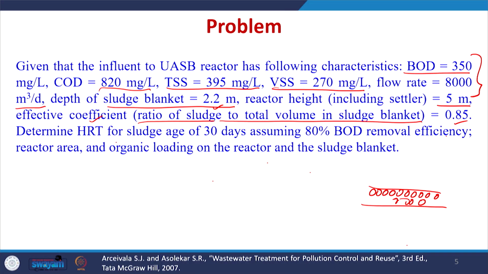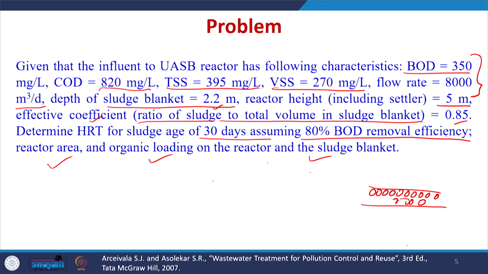Now, determine the HRT for a sludge age of 30 days, assuming that we have to target 80% BOD removal efficiency. So, we have to find out the HRT, the reactor area, and the organic loading on the reactor and the sludge blanket. So, all these calculations we have to perform. We are assuming that we want 80% BOD removal efficiency. So, we have to determine the HRT also.